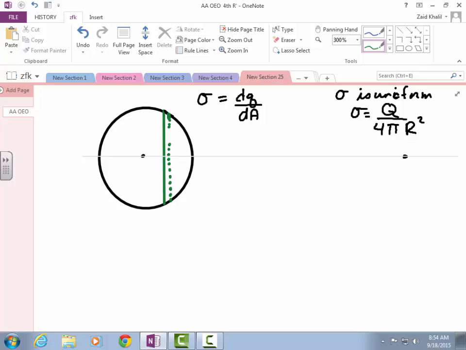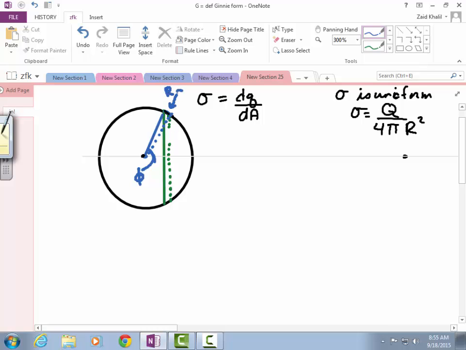Because if you take a look, what's that right there? And so then, what would this be? Let's take a look. This angle right here, this whole angle is phi. So then this length is going to be what? What's that little arc length? R d phi. So this right here is R d phi.